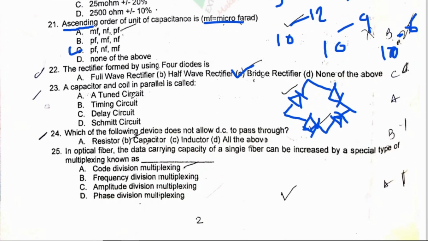The capacitance and the coil in parallel is called. Capacitance and coil in parallel means tank circuit. This tank circuit is also called a tuning circuit. So this is LC in parallel, a tuned circuit. Option A is the correct answer here.